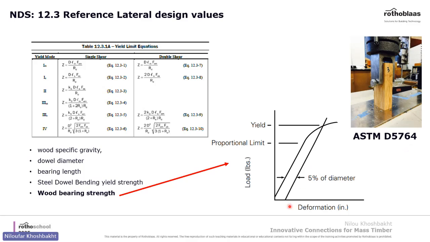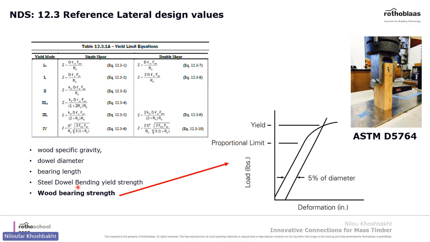And here, as you see, the load is applied and the deformation is being recorded. We have a load-displacement curve here, and the way it's calculated, the slope of this curve is offset by 5%, and that gives us the bearing strength of the dowel. So I mentioned this formulation is based on Johansson theory that has also been used in Eurocode.